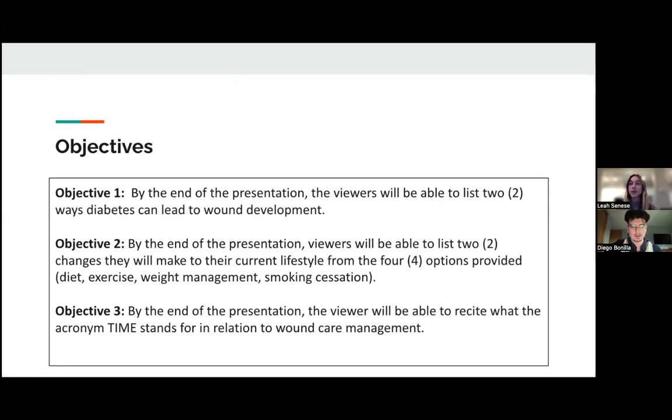Okay, so here are our objectives. First, by the end of the presentation, the viewers will be able to list 2 ways diabetes can lead to wound development. Second, viewers will be able to list 2 changes they will make to their current lifestyle from the 4 options provided in this presentation. Lastly, the viewer will be able to recite what the acronym TIME stands for in relation to wound care management.